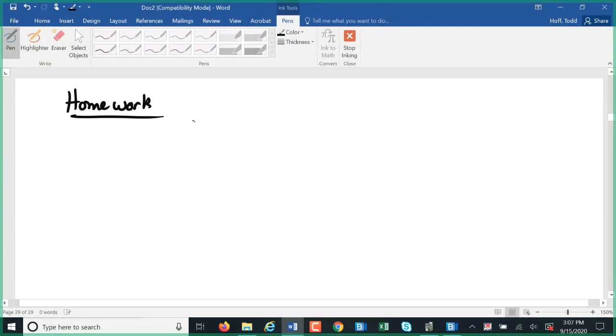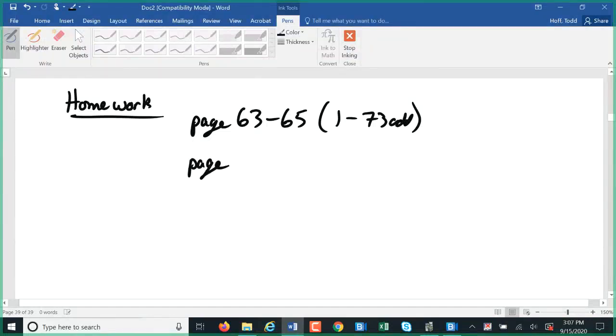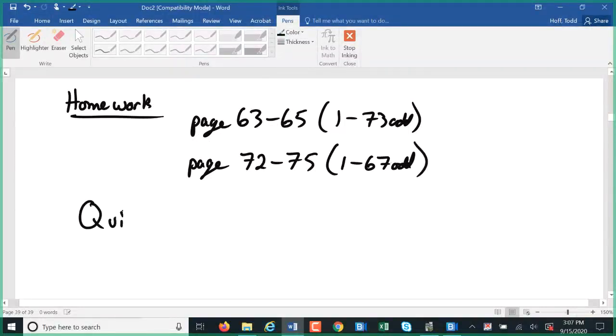So homework. We got page 63, 65, 1 through 73, the odds. And page 72 through 75, 1 through 67, the odds. And don't forget, quiz 3 out there that is due by tomorrow at noon.